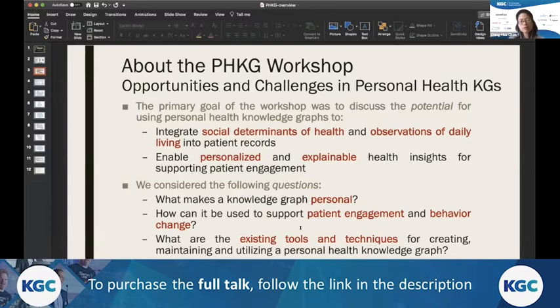So some examples of the questions that we considered: what makes a knowledge graph personal? How can it be used to support patient engagement and behavior change? What are the existing tools and techniques that we have available for supporting this? And what more is needed from our community?